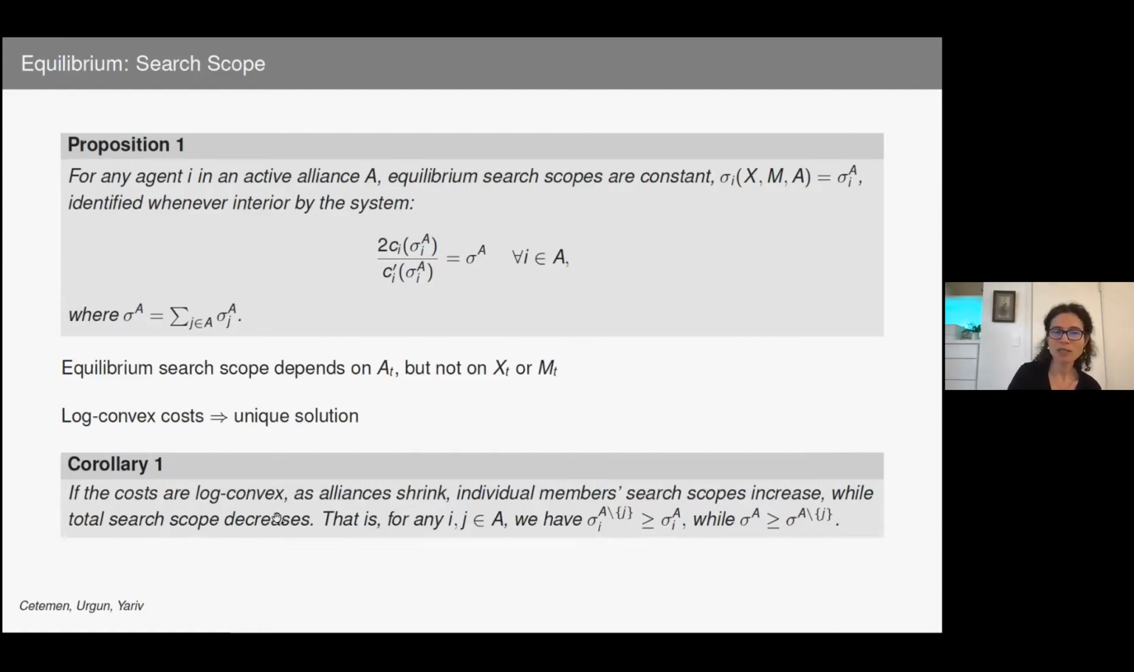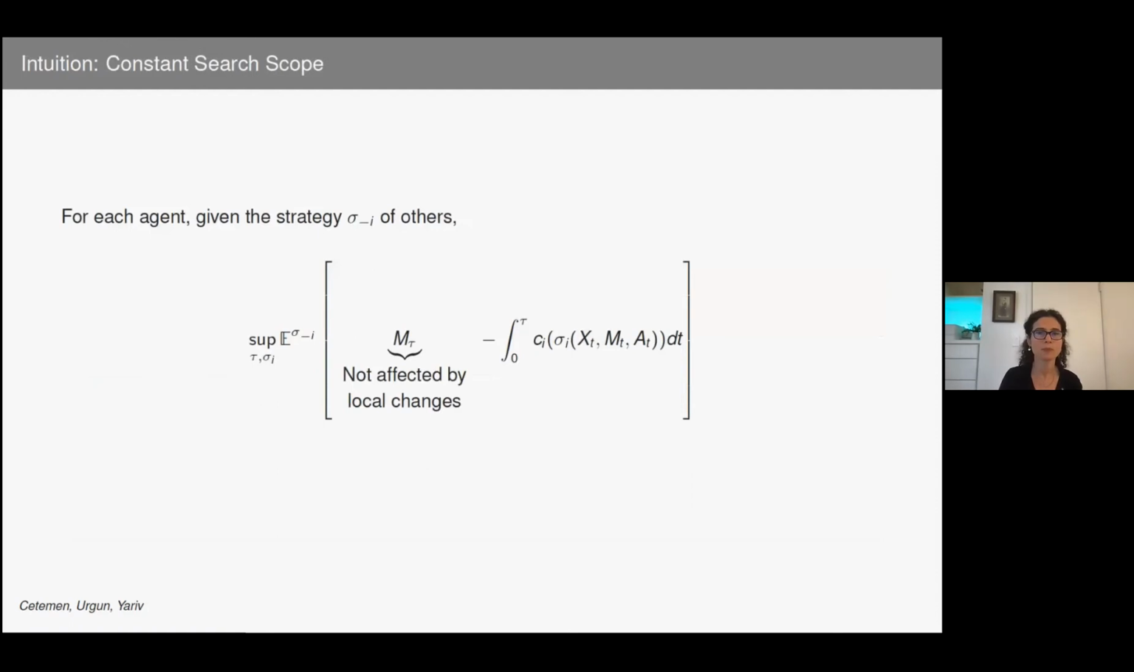Now, if costs are log convex, when we have uniqueness, we can do nice comparisons. As alliances shrink, individual member search scopes increase. And this is just a manifestation of a sort of free riding. So when I'm working with a lot of people, I can free ride on them. As people drop off, I have fewer free riding opportunities, and therefore I exert more effort. So that's basically what this corollary tells us.